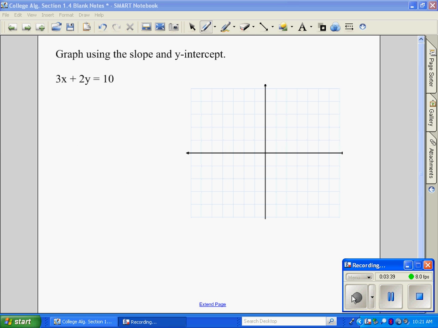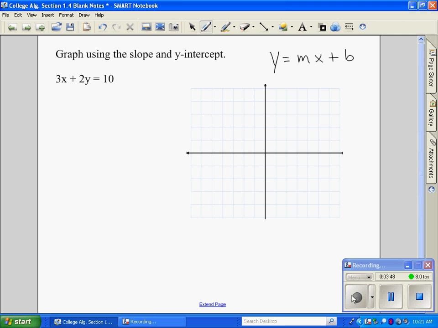Our next problem says graph using the slope and y-intercept. Recalling that formula once again, y equals mx plus b, I have to solve for y. So the first thing I want to do is I'm going to rather quickly over here solve for y. Get y by itself, so I'm shifting everything else over. Now I need to divide everything by 2 and simplify. Y equals -3/2 x plus 5.